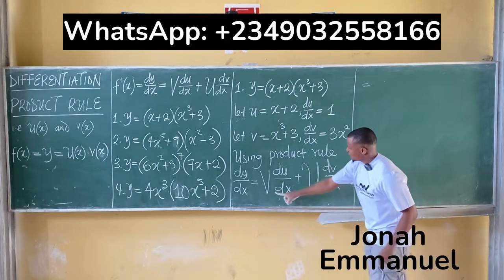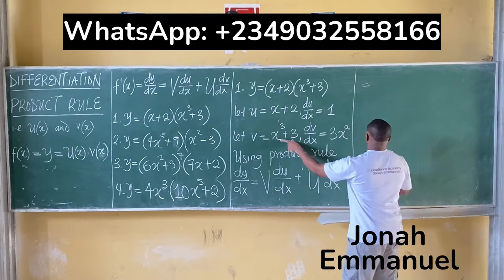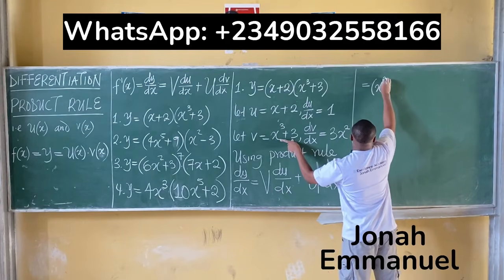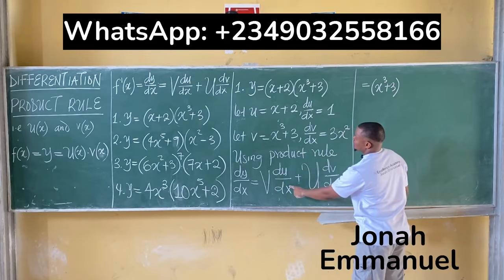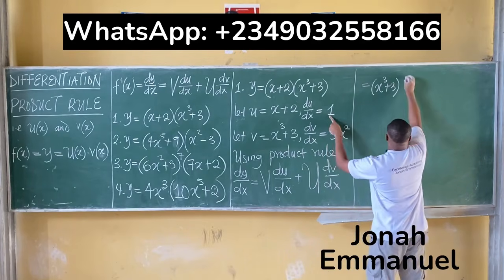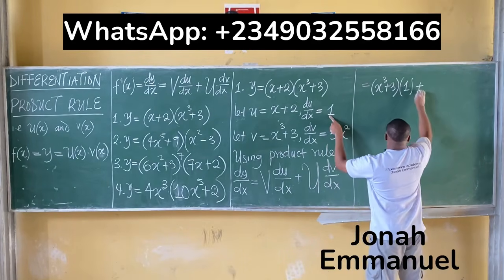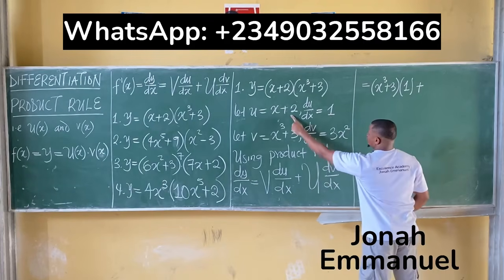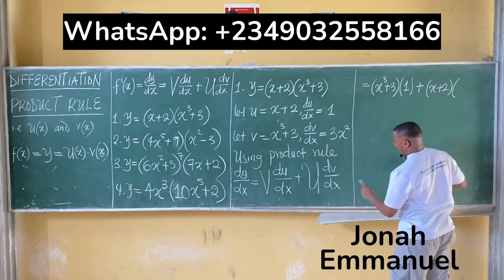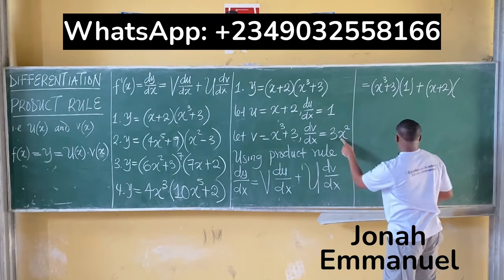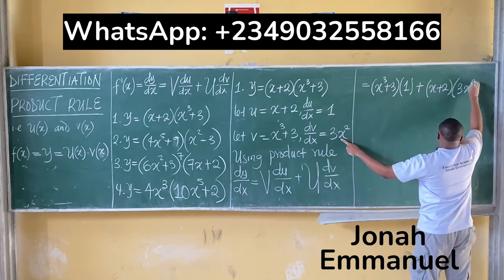Help me out, please. What's v? x cubed plus 3. That is v. v should multiply the du/dx. What's the du/dx? 1. What's u there? x plus 2 multiplies the dv/dx, which is 3x squared. So you have this.